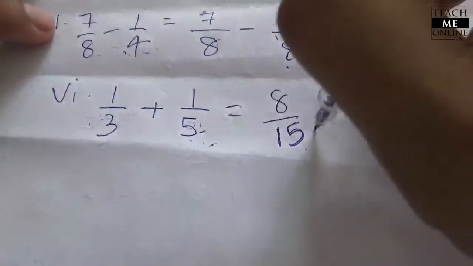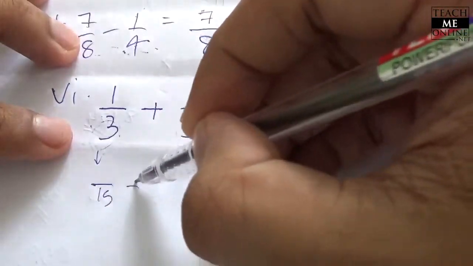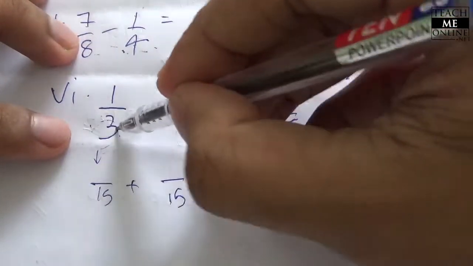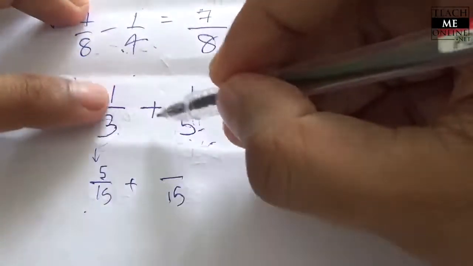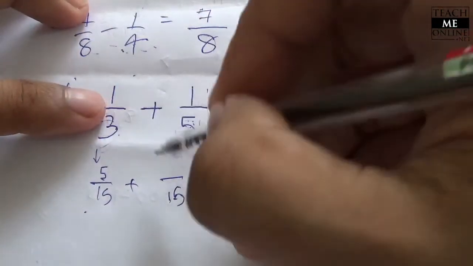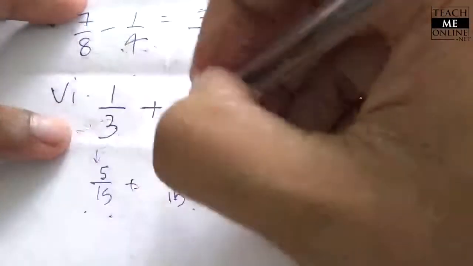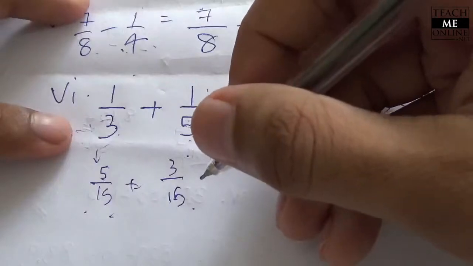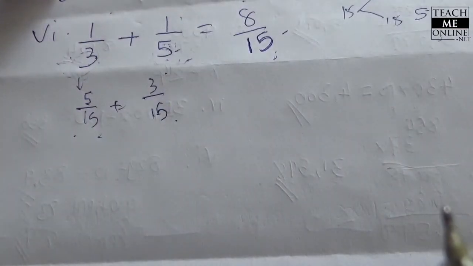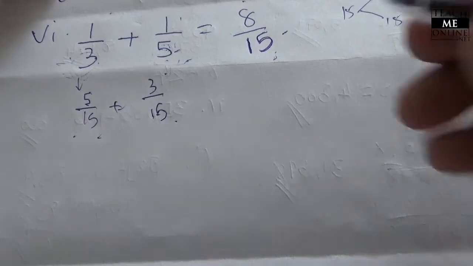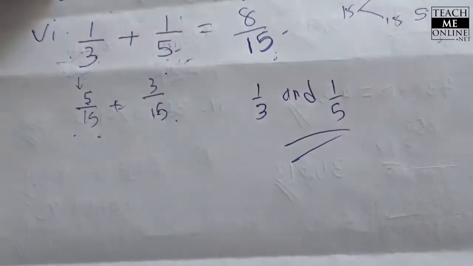So if I write 3 and 5, now let's see. 5 times 3 is 15. I have to multiply this by 5 to get 15, so top by 5 I get 5. Multiply this by 3 to get 15, top by 3 is 3. 5 plus 3, 8. So 8 over 15. So these are the two unit fractions: 1 upon 3 and 1 upon 5.